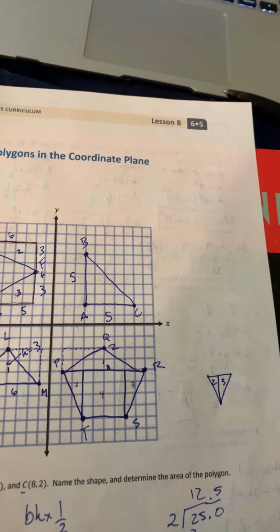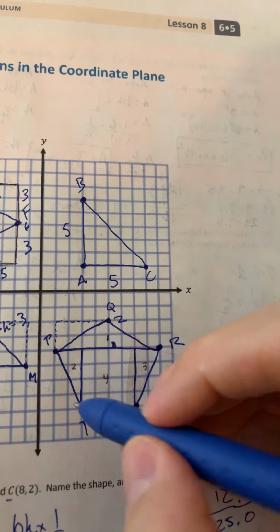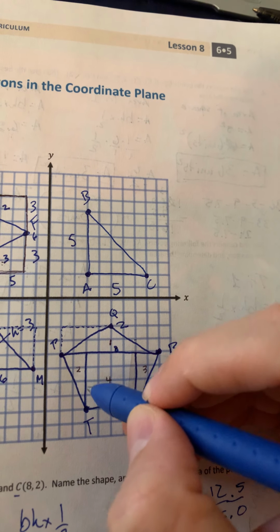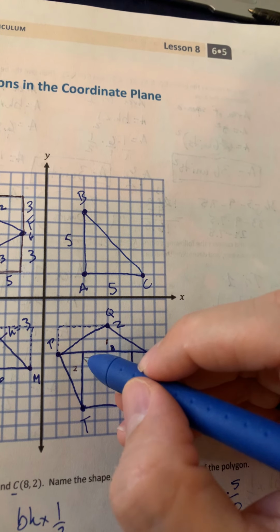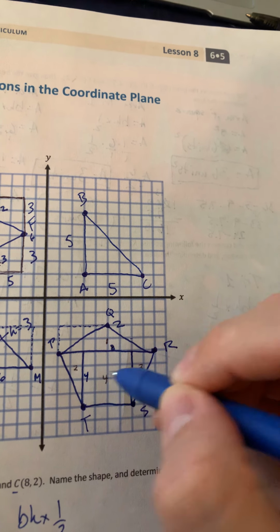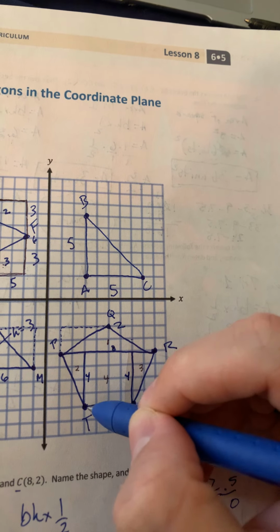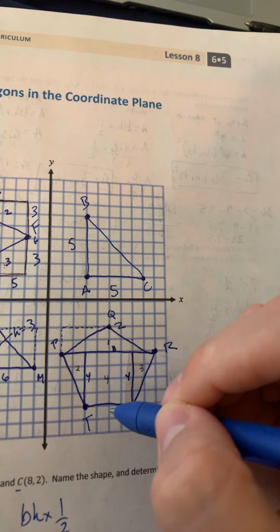Okay, so let's see what our base is. Okay, from point to point. 1, 2, 3, 4. So the base is 4. Same thing for this one. And it makes sense because this square has 4. It's a 4 by 4.